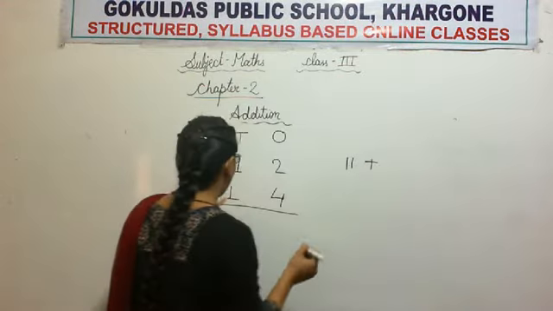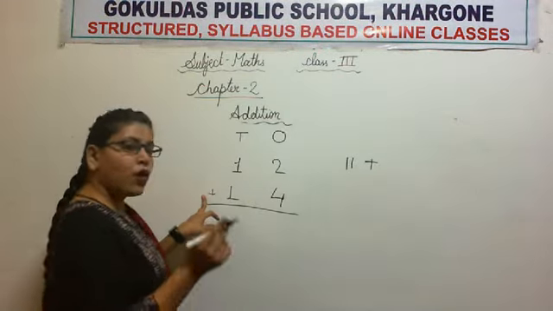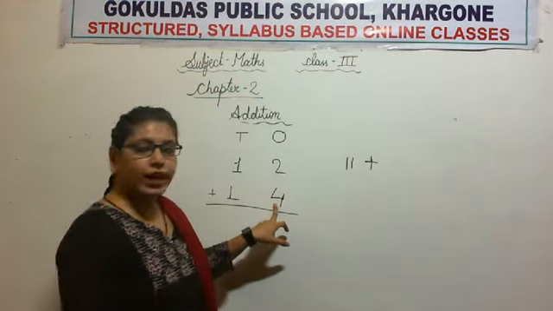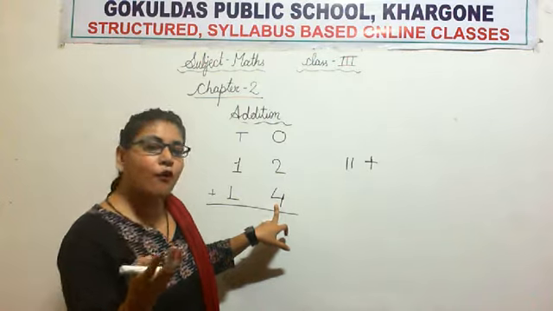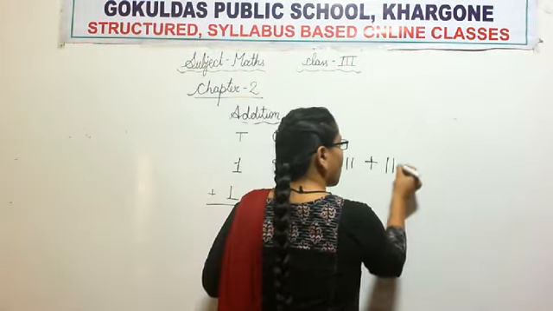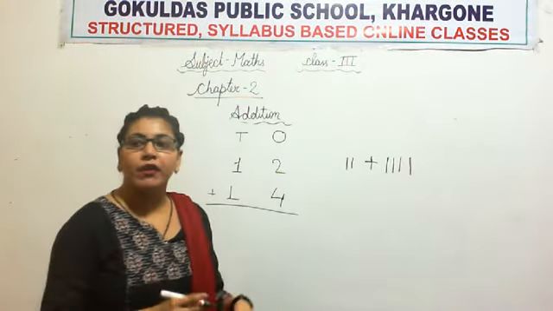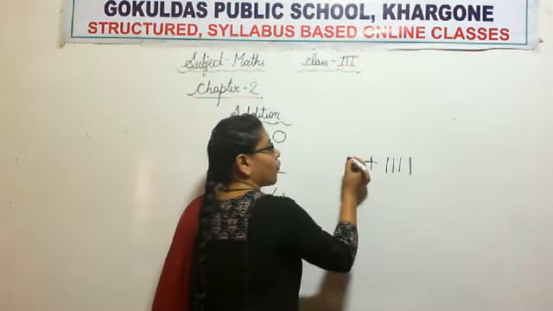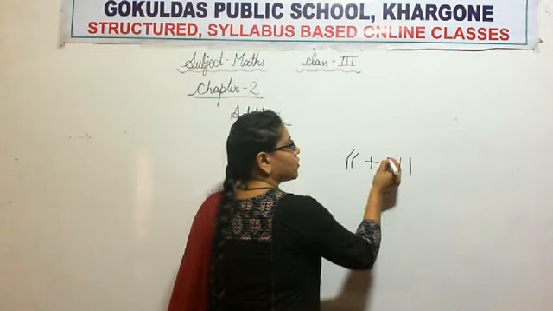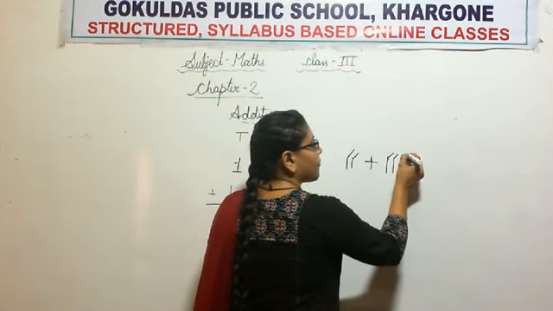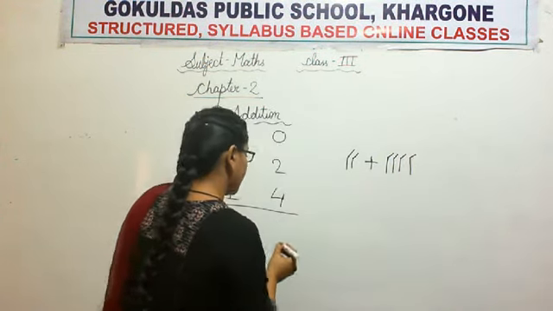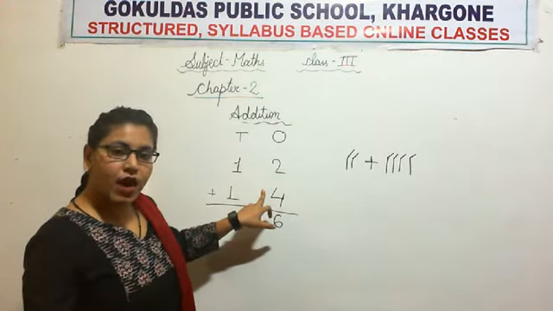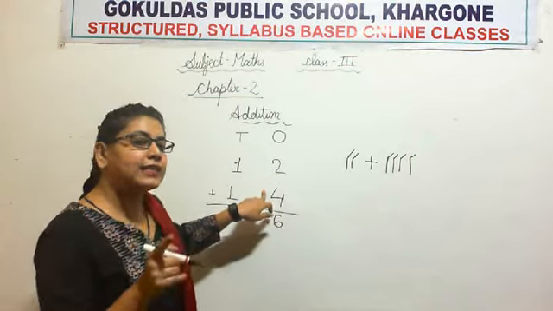Now we have to add, so we will put this plus sign. Now what is written here? 4. So we will draw 4 sticks. Now we'll count how many sticks are in all. 1, 2, 3, 4, 5, 6. So we will write 6 here. Now we have added ones and ones.